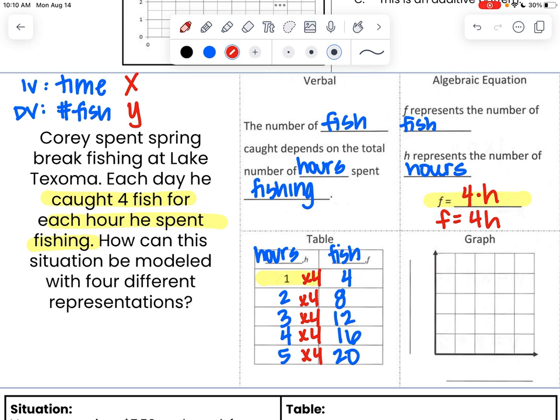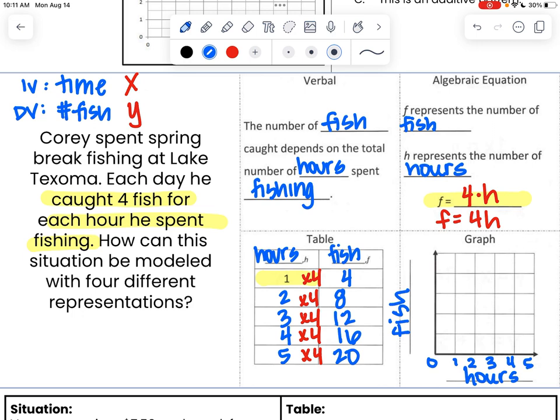And last, we have our graph. I see that there are blanks so that I can label my axes. So I'm going to label my x-axis as hours and my y-axis as fish. And I see that there aren't numbers. When I go to label my numbers for hours, I know that we just kept going up by 1 every time we increased by 1 hour. So I will start at 0, then go up to 1 hour, then 2 hours, 3, 4, and 5.